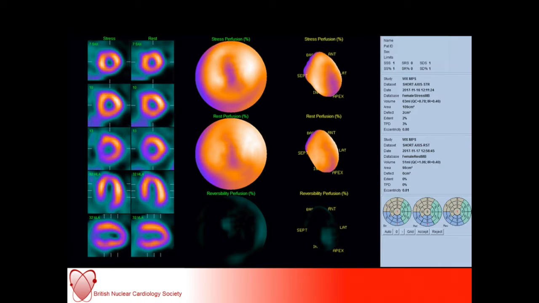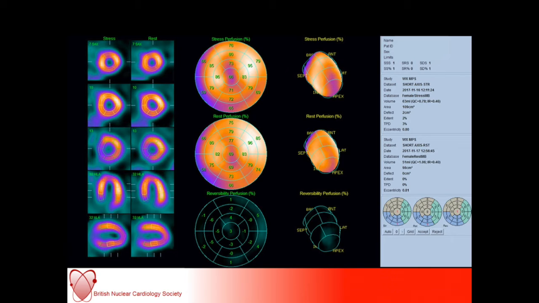If we display that as a bullseye image, stress on the top in the center, rest immediately below, you can see there that the apex is a little bit purple on this colours lookup table, and on rest it fills in. And if we look at the difference image, which is below, the apex of the heart is highlighted as being a difference. Just to the right hand side there is a 3D representation of the LV, and again the apex is a bit purple, but on the rest image, the 3D volume rendered image, it looks much more homogeneous. So there's a mild reduction in the apex, which improves at rest.